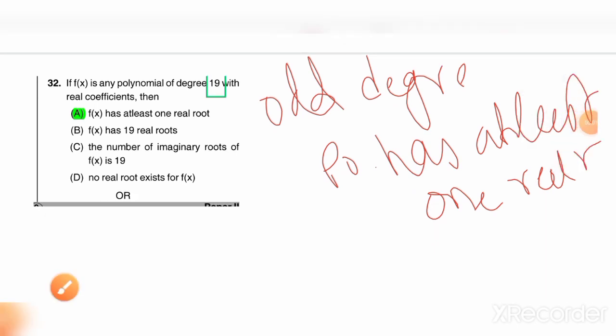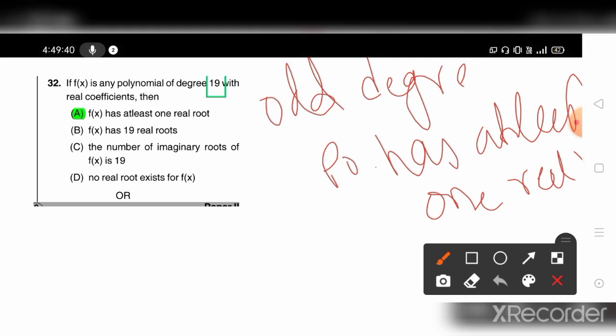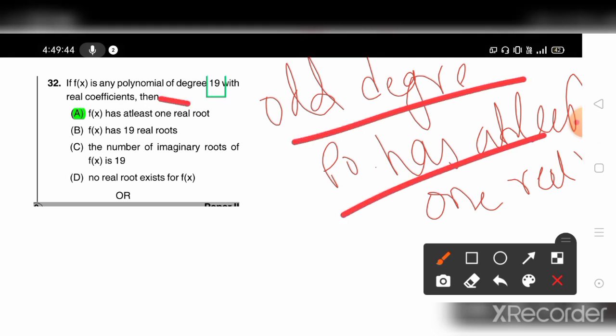Next question. If f(x) is any polynomial of degree 19 with real coefficients, then f(x) has at least one real root. That is, an odd degree polynomial has at least one real root. So, every odd degree polynomial has at least one real root. So option A is correct.